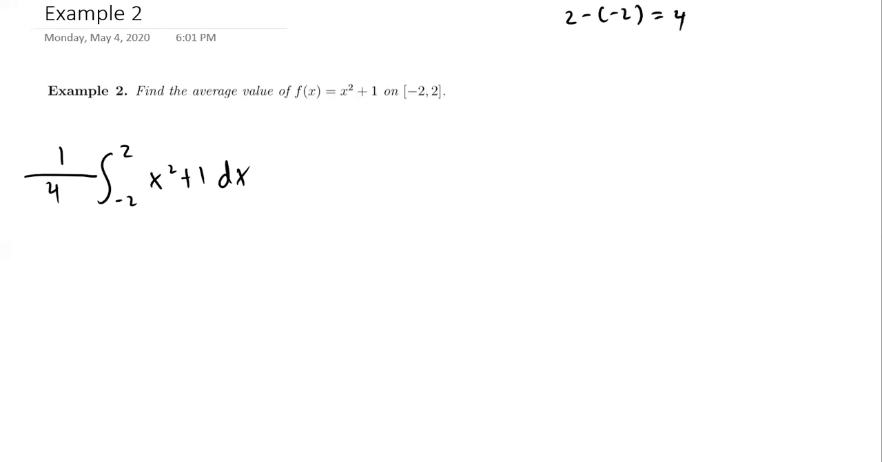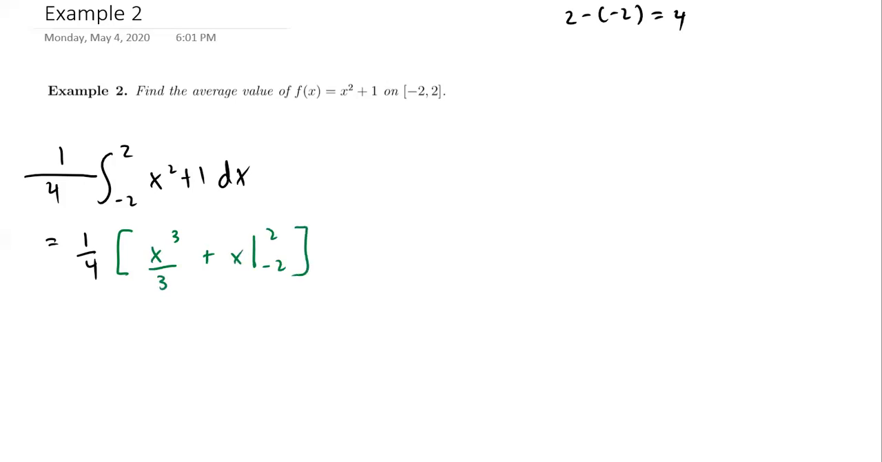Let's go ahead and work it out real quick. For now, you can forget about the 1/4. What's an antiderivative for x squared plus 1? Thankfully, we have a nice formula for this: you just add 1 to the exponent and divide by that new exponent. So an antiderivative would be x cubed divided by 3 plus x. And then remember the notation, evaluated from negative 2 to 2.